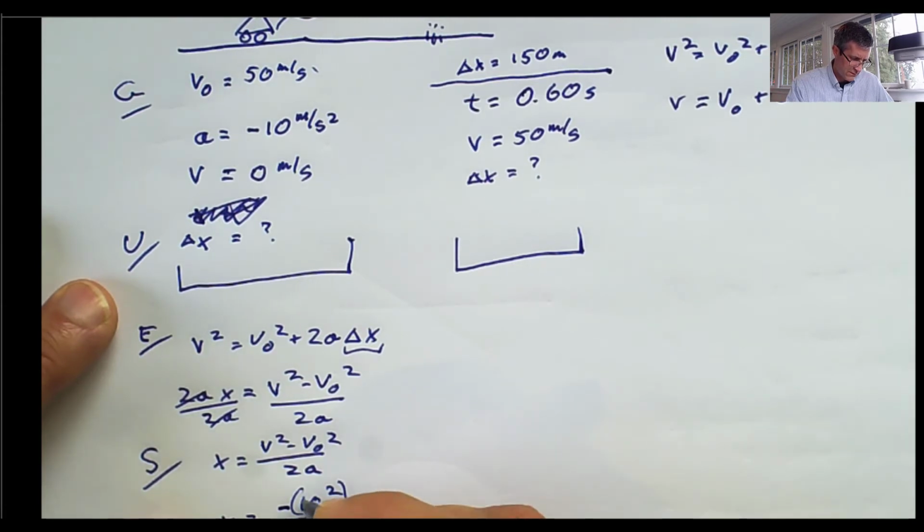Oh, I'm sorry, I missed 50. This is 50. So 50 squared is what, 2,500. Yeah, that seems like more sense. There's a 0, so 125. 125 meters. Right? And I'm going to circle that because that's the information I care about.